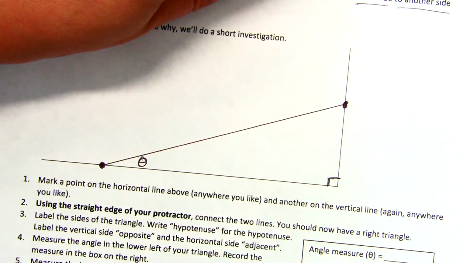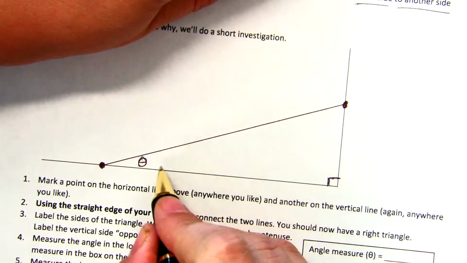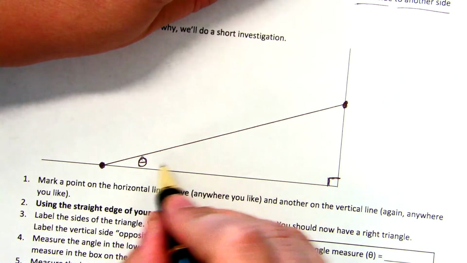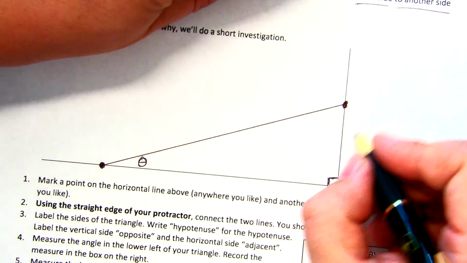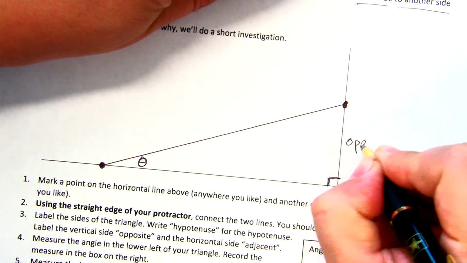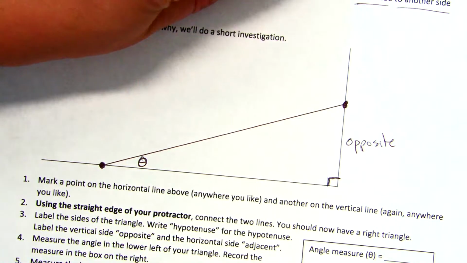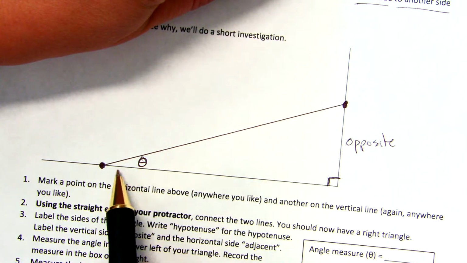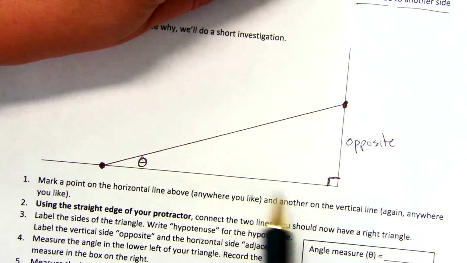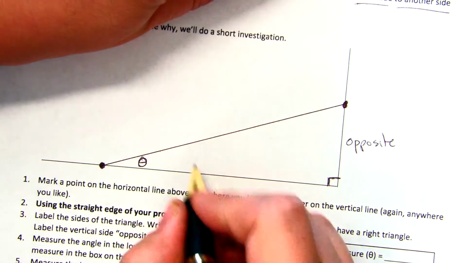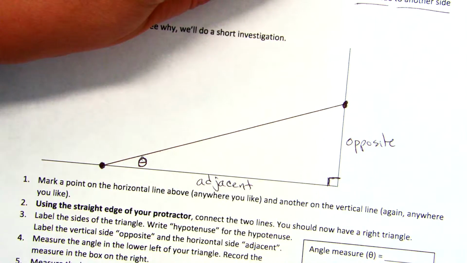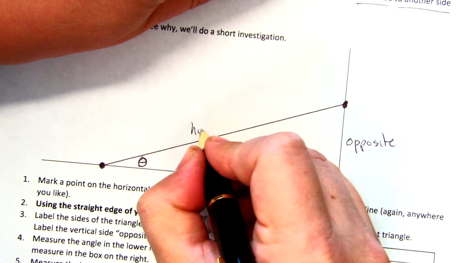We'll label the three sides in the following way. The side that's across the vertical side here, opposite the angle theta, we'll call opposite. The side that is next to the angle, or adjacent to the angle theta, we'll call adjacent, the one that isn't the hypotenuse. And then the hypotenuse we'll just call the hypotenuse.